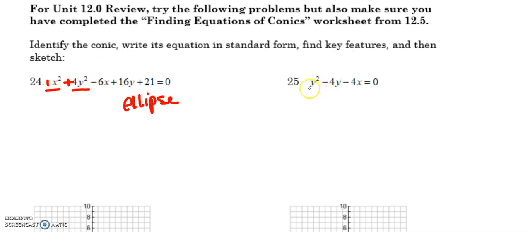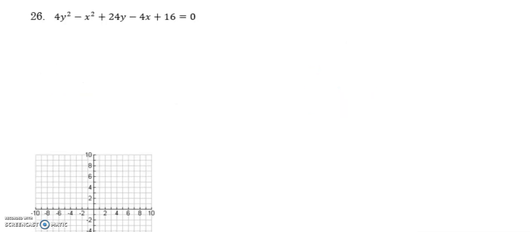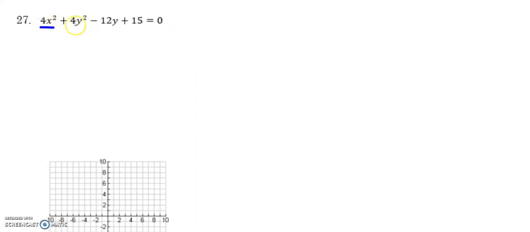This one, I only have one term that's squared, so that's going to indicate a parabola. 26, I have a y squared and an x squared. They have different coefficients, and I have this negative sign, so this is going to be a hyperbola. And then this one, I have x squared and y squared. I've got matching coefficients, and both are positive, so this is going to end up being a circle. And again, I'll complete out the rest of the work for these problems in the next video.